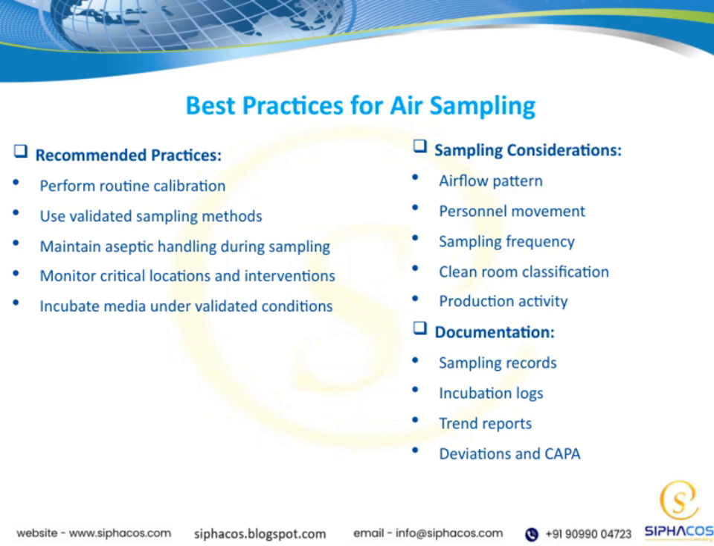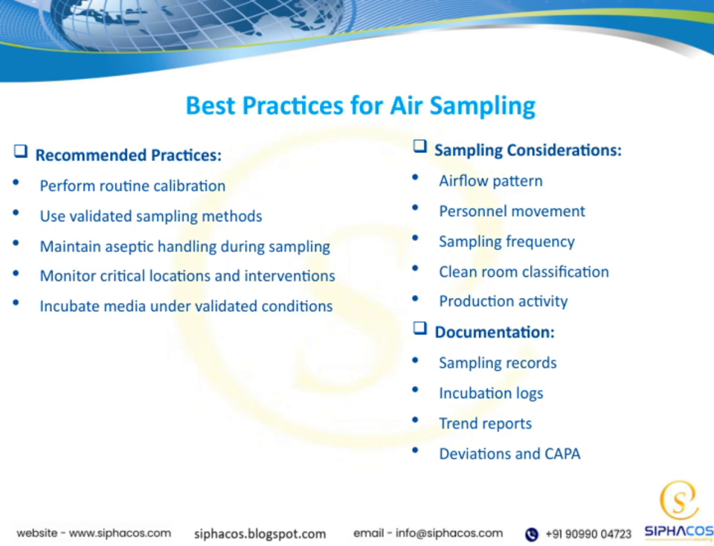Now, moving on to documentation. Keeping thorough sampling records, incubation logs, and trend reports allows us to track patterns over time and identify potential issues early. Deviations and CAPA, which stands for Corrective and Preventive Actions, are critical to document because they help us address root causes and prevent recurrence.